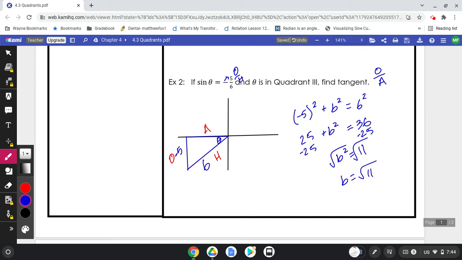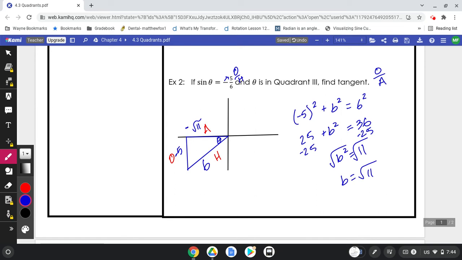Okay, now, here's where you have to be very careful. If we put that square root of 11 here, it's not just the square root of 11. This is what we talked about yesterday, kind of like an invisible negative. Because it's going to the left, it's in quadrant 3, we know that the x value is negative, so that's a negative square root of 11.